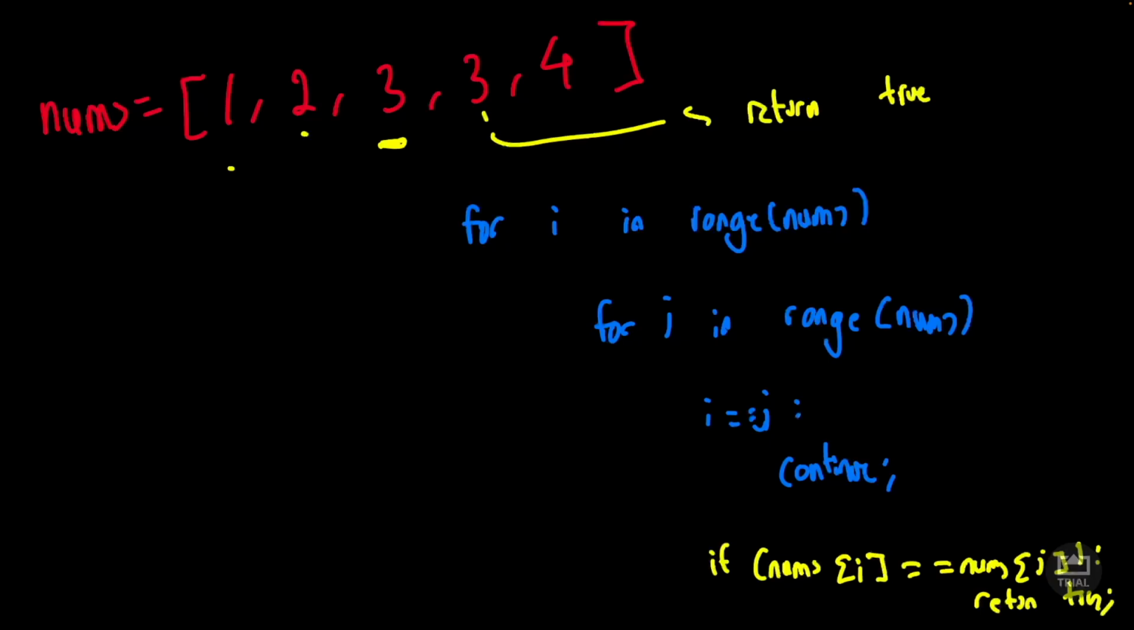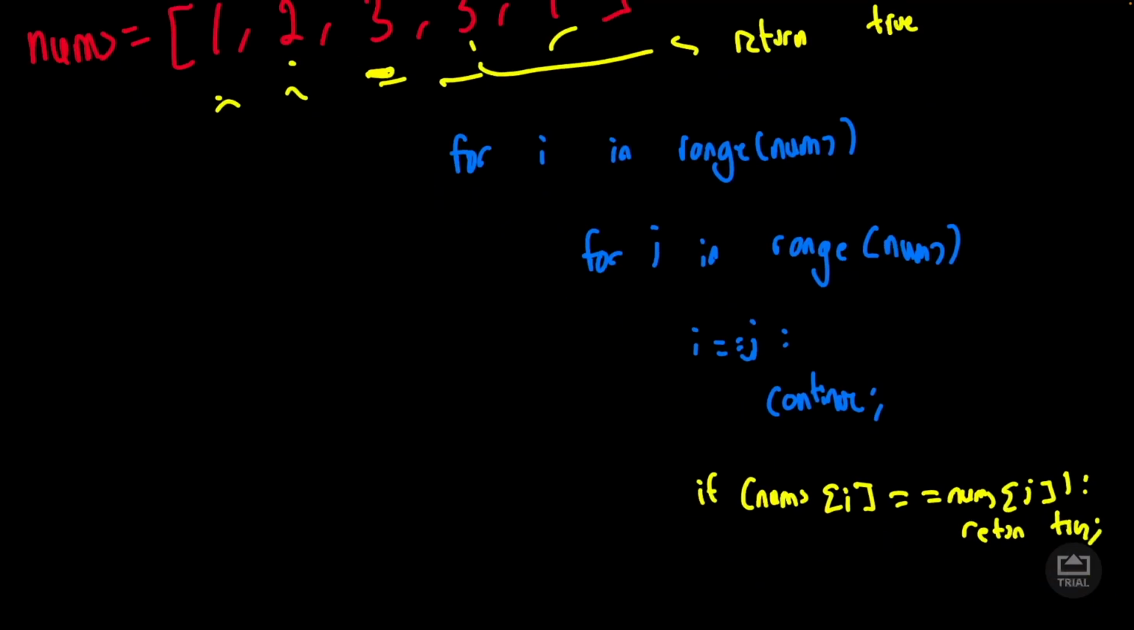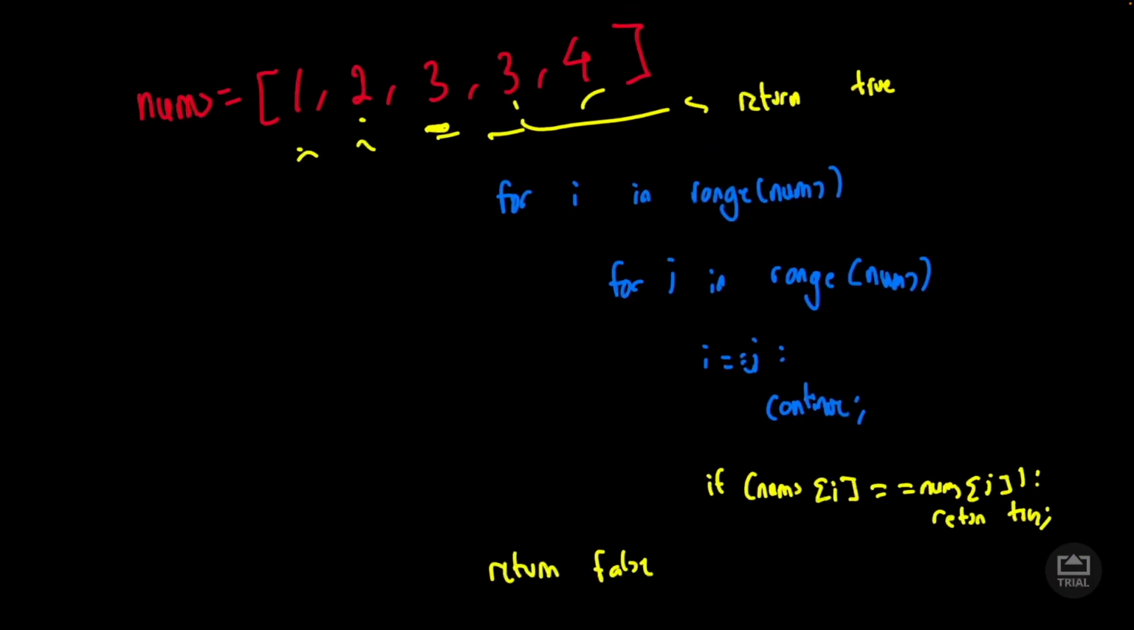The only time we'd ever return false is if we're able to loop through every single number and not find any duplicates. So we'd put the return false somewhere outside of the for loop. This is a pretty decent solution. It's pretty intuitive in my opinion.